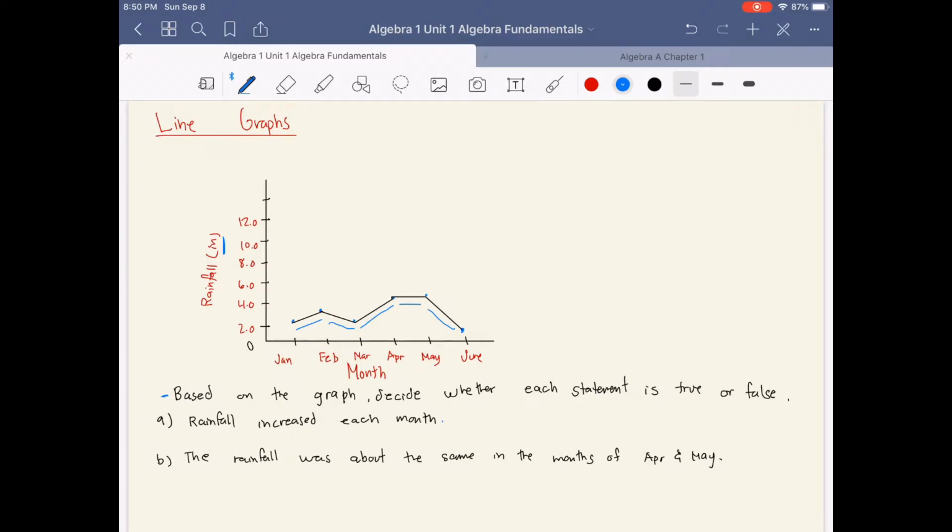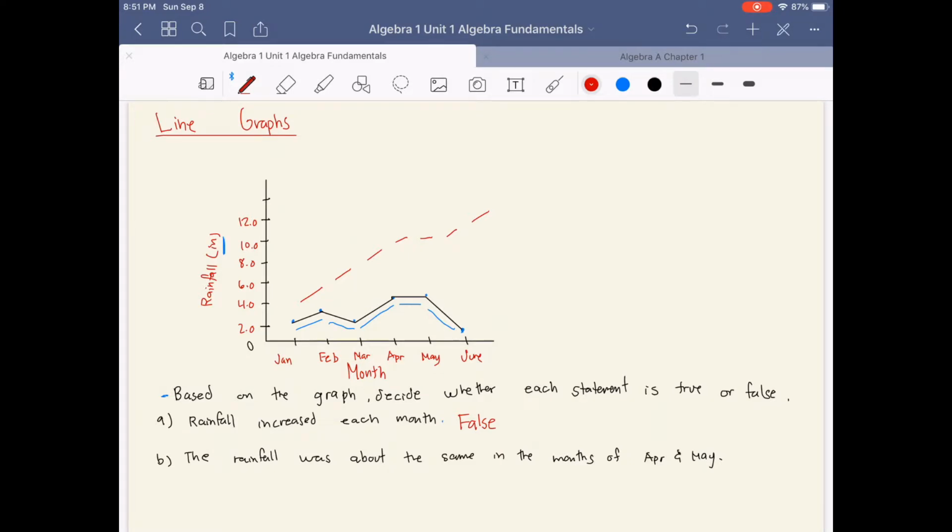So when the statement says rainfall increased each month, is that true? And your obvious answer should be false. If it was true, then you would see the line graph increasing constantly like this, or at some other type of behavior, but it's always increasing, not like my black line where it increases, decreases, stabilizes, decreases. Okay, so that should make sense.